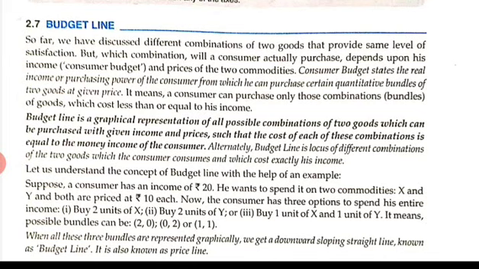So this budget line is basically a graphical representation of the combinations of the two goods. The consumer has some income and given the prices, what possible combinations of the two goods can be purchased? If we present that graphically, then these combinations are called the budget line.